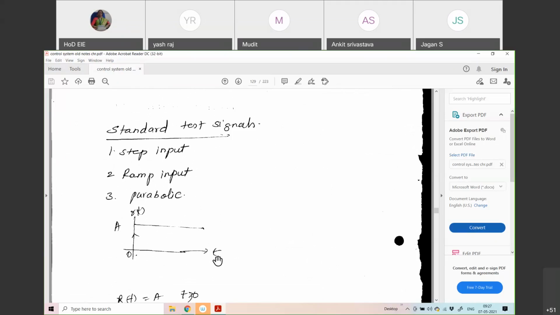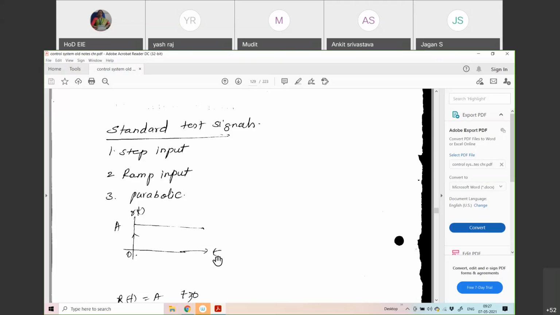What is the significance of these test signals? For example, I want to test a system with an amplitude of, say, 10 units or 20 units, and the type of the signal could be a sudden step signal, a linearly increasing ramp signal, or a parabolic signal. I know the nature of the input to be given, and I have a system which has been modeled mathematically. So to test its performance, I should be able to have these signals.